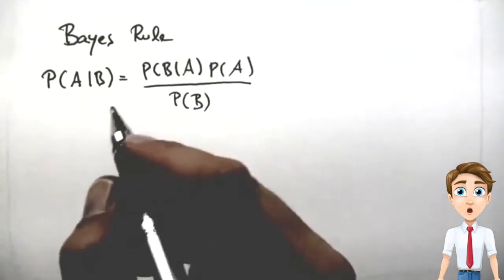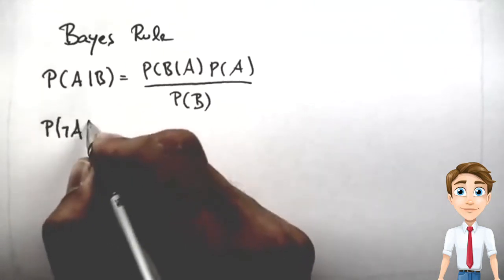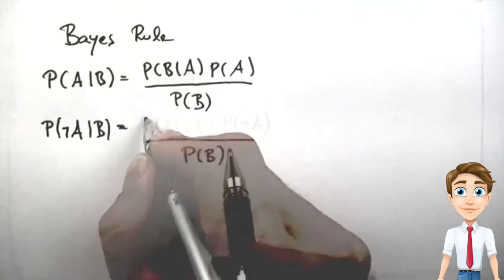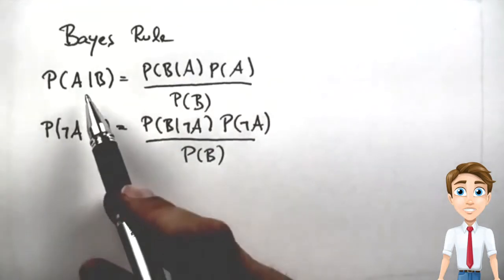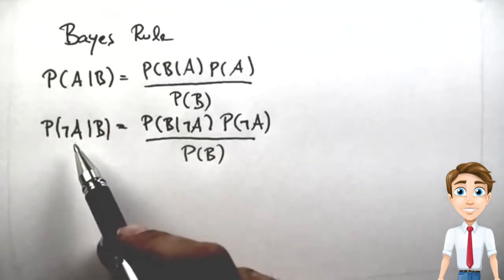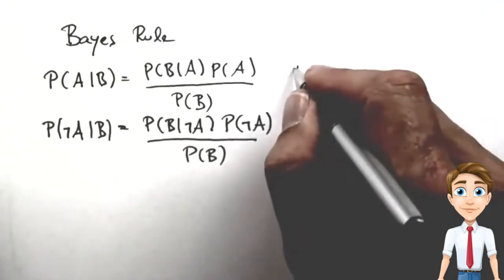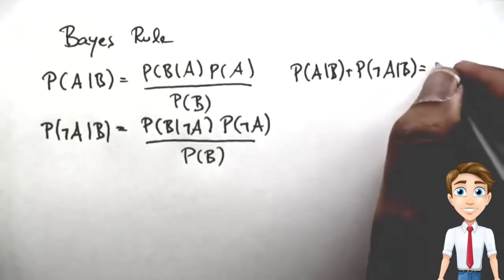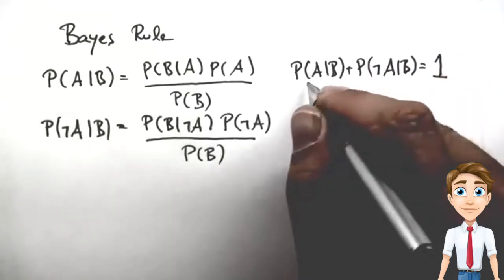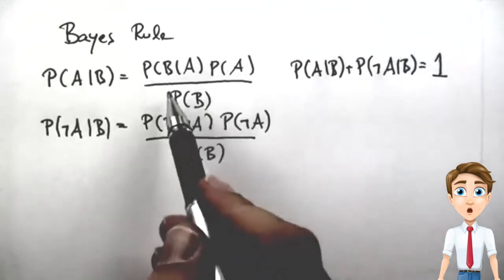So suppose for a moment we also care about the complementary event of not a given b, for which Bayes' rule unfolds as follows. Then we find that the normalizer p of b is identical whether we assume a on the left side or not a on the left side. We also know from prior work that p of a given b plus p of not a given b must be 1, because these are two complementary events. That allows us to compute Bayes' rule very differently by basically ignoring the normalizer.